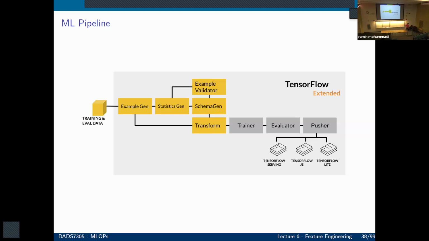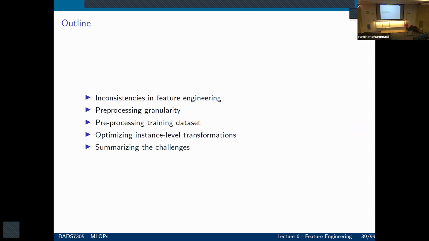Okay. And again, you don't need to adhere 100% to all of this. You can make your own decisions and just add to your submission that we decided to do this for this reason. We also talked about inconsistency across features, basically feature engineering, pre-processing granularity, pre-processing the training dataset, and optimizing the instance-level transformation.